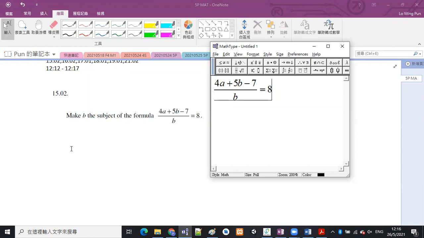And 15.02, I want B to be the subject, but no matter what, I see a fraction. I just need to cancel out the fraction first. So multiply the B to the right-hand side. So we have 8B, right? Okay, and then because I want B to be the subject, I need to group the B terms together.